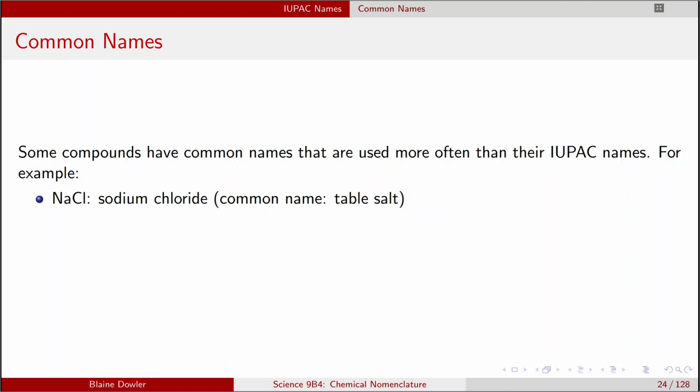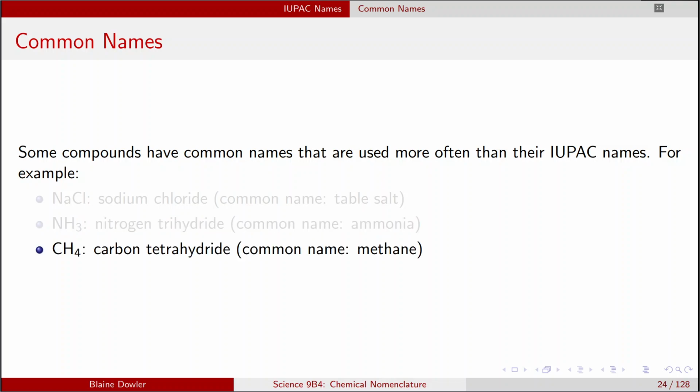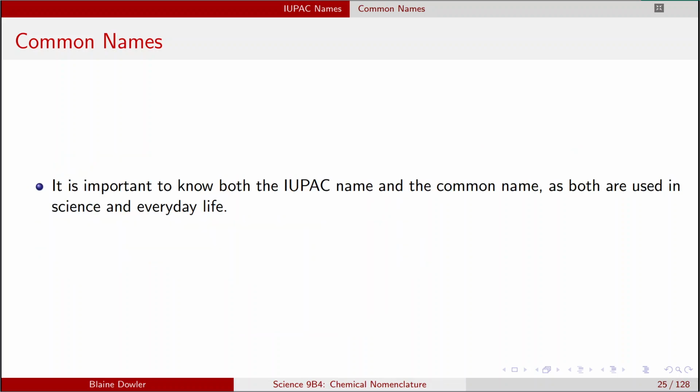And there are some common names as well. Some compounds have common names that are used more often than their IUPAC names. For example, NaCl is sodium chloride. Common name is table salt. NH3, nitrogen trihydride, more commonly known as ammonia. Carbon tetrahydride, common name is methane. You will find that for some gas burning appliances. It is important to know both the IUPAC and common name, as both are used in science and everyday life.